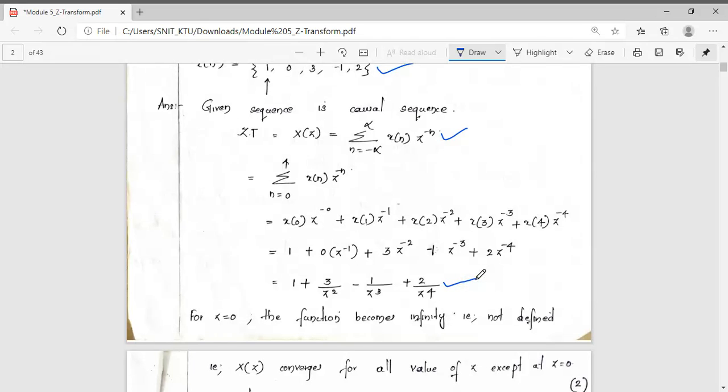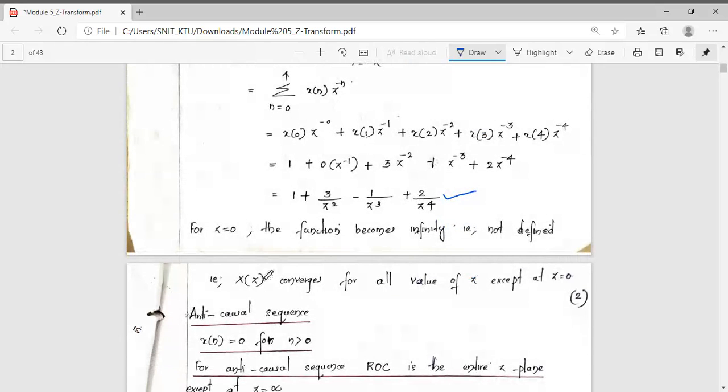Okay, so if we put z equal to 0 here, we will get infinity, that is, x of z is infinity. For any value except 0, x of z has a finite value. Only in the case of z equal to 0, x of z tends to infinity. Which means that x of z converges for all values of z except at z equal to 0. So from this we can understand that for a causal sequence, the ROC is the entire z plane except z equal to 0.